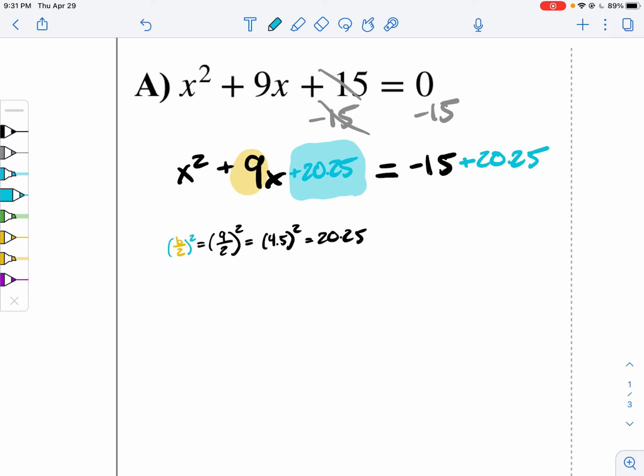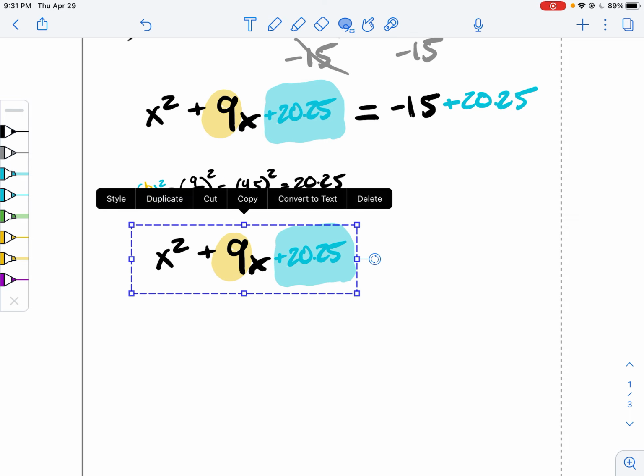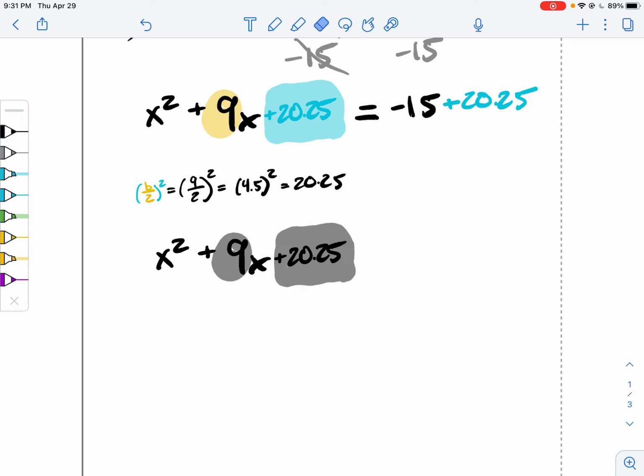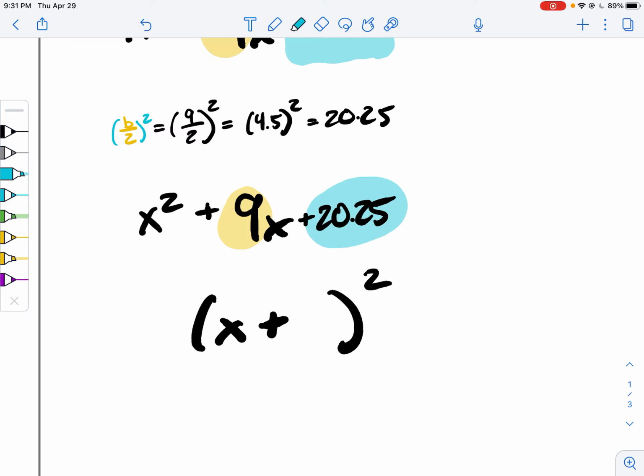So good. Okay. Now, why did we do this? We did this because now this is a perfect square trinomial, and we can write it as a square because it's equal to x plus something squared. But what is that something? Because this is a perfect square, it's going to be b over 2 and the square root of 20.25. Fortunately, we already know what that is. It's 4.5. So that's really convenient.